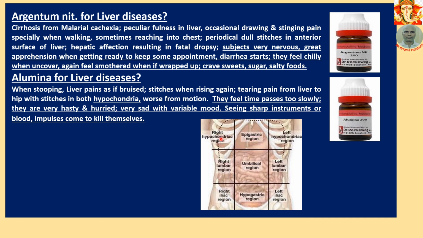This is the right hypochondriac region, this is the left hypochondriac region, and this is the epigastric region. This is called hypochondrium, hypochondria. Then right lumbar region, left lumbar region, umbilical region near the navel, right iliac region, left iliac region, and hypogastric region. These are technical terms. You must know them, because if you practice medicine you have to know them. So, tearing pain in liver with both hypochondria, worse from motion.